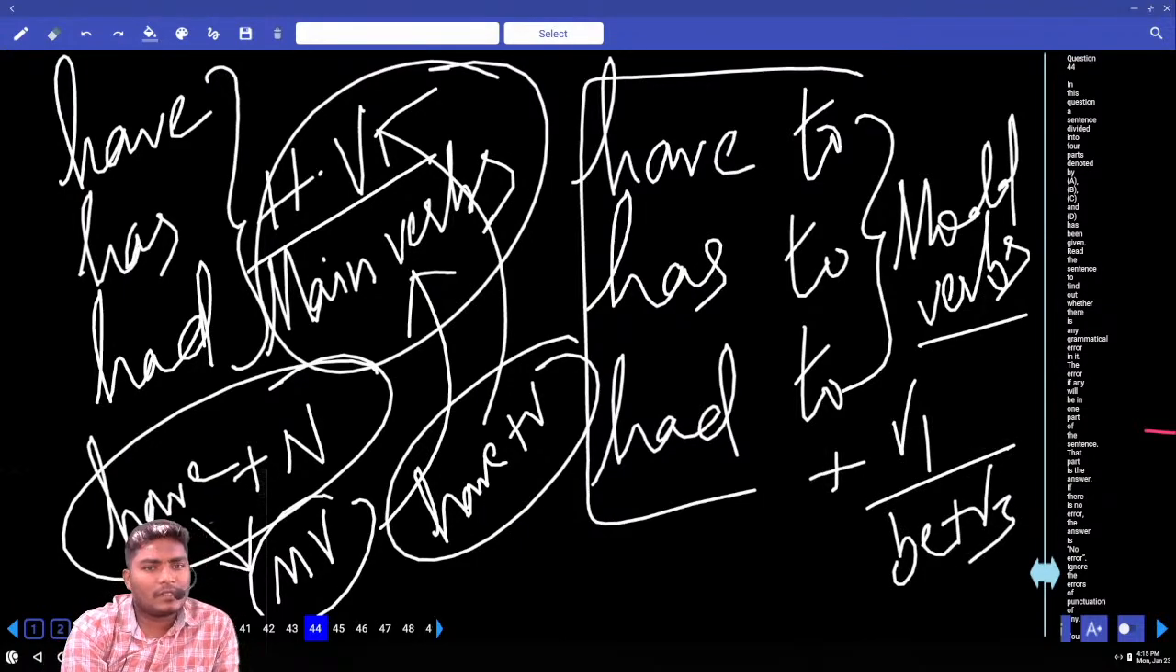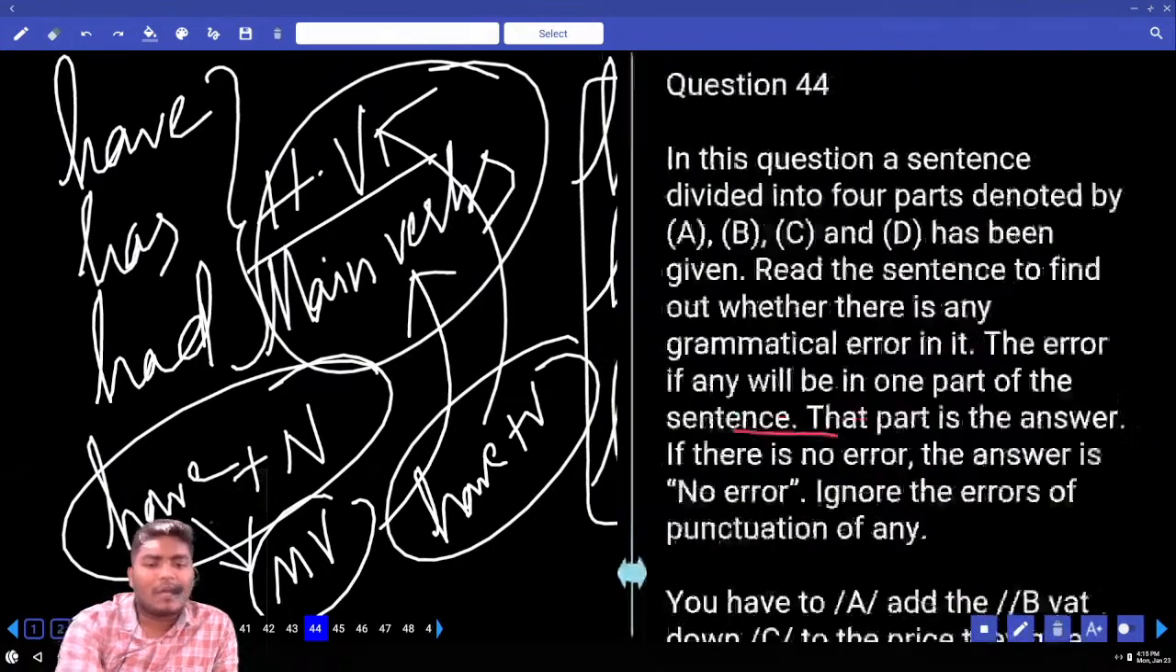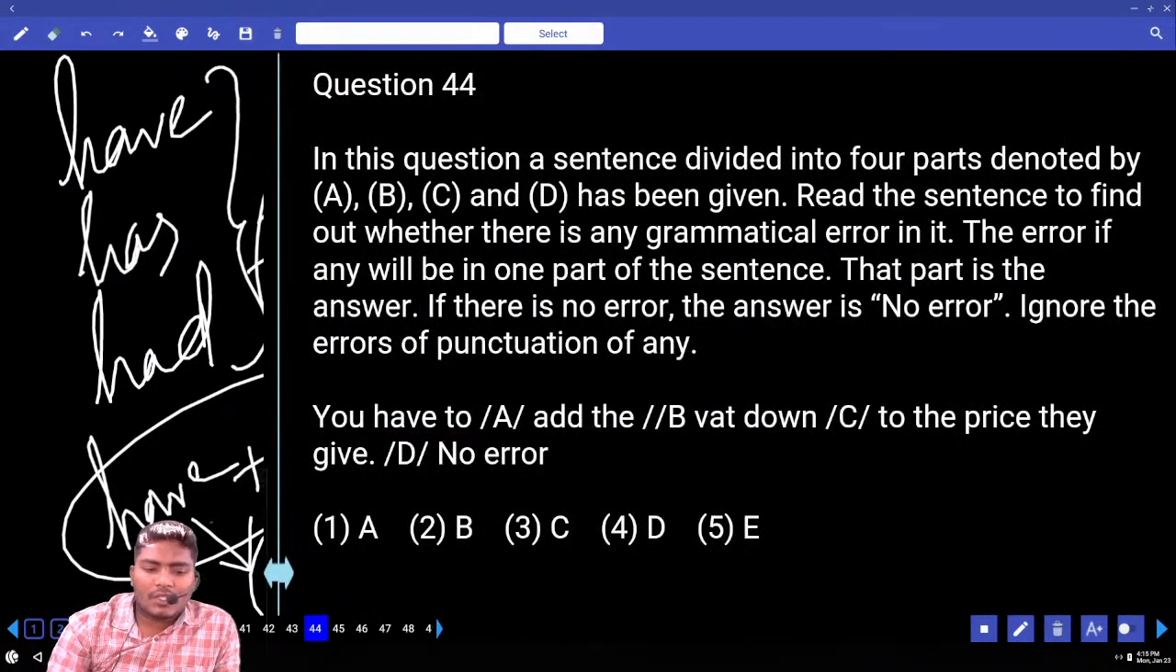Remember this difference. If you miss that, you will lose the marks. Now look at this combination. What is given here? Have to. Now tell me what type of word it is. This is a modal verb. Now after modal verb, what is given here? V1. Is the rule clear?